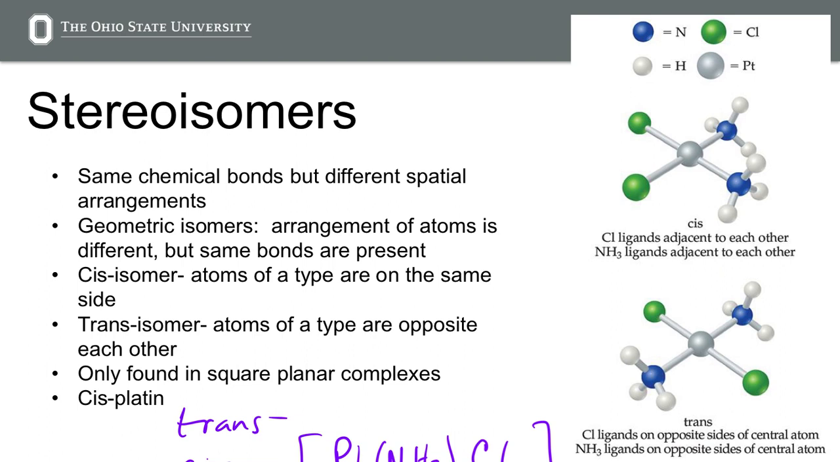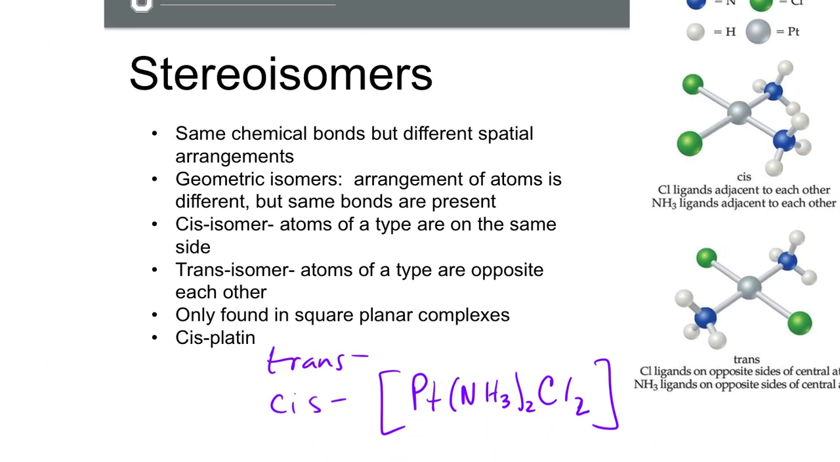Okay, so cis and trans, we've been using those terms. Cis isomer, atoms of a type are on the same side. Trans, they're on the opposite side. And the other thing to note here, we see this typically in square planar complexes. Okay. So this is a good example.